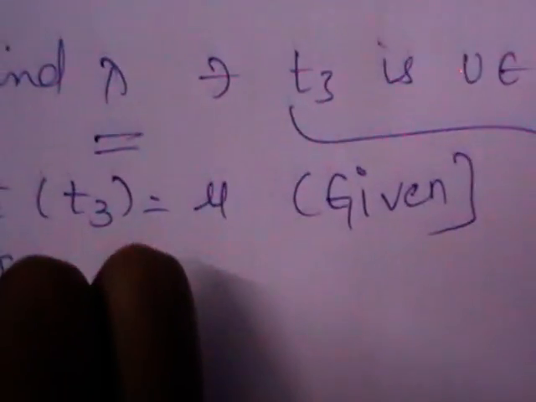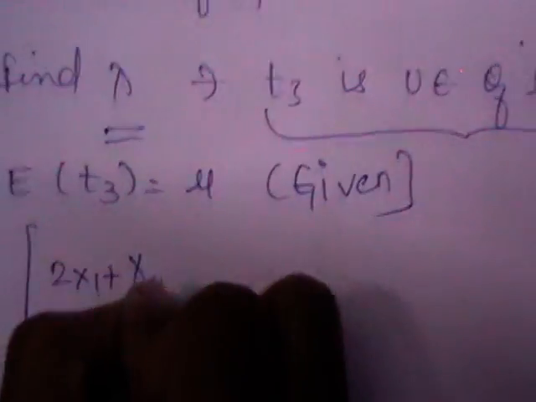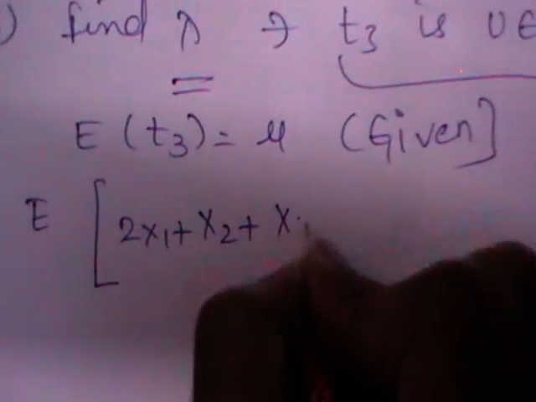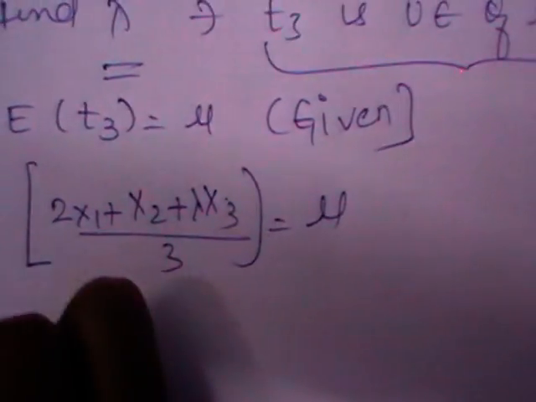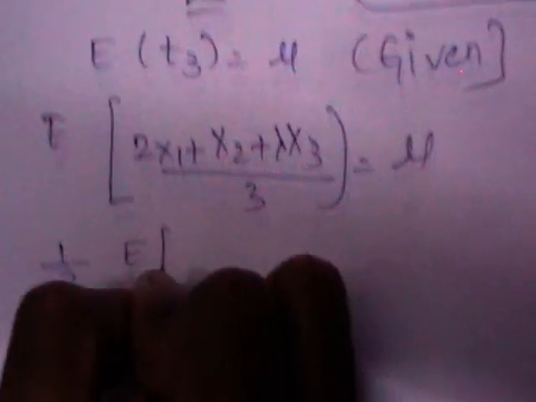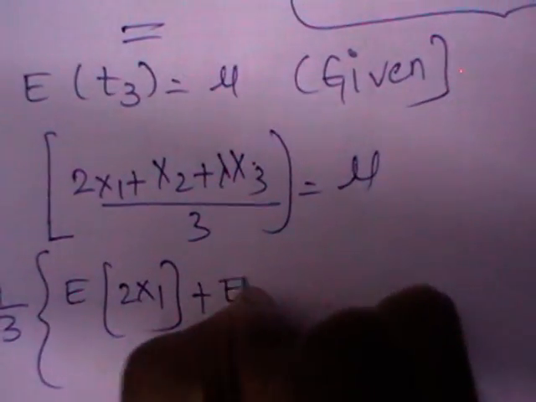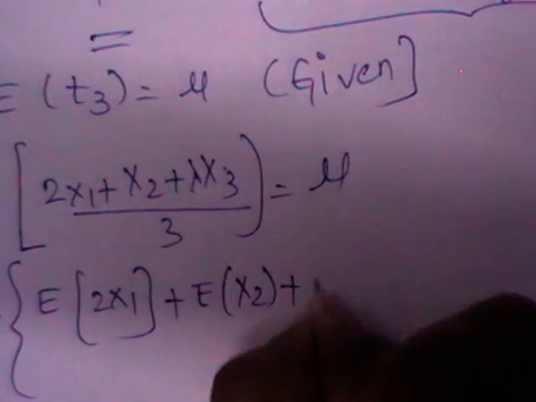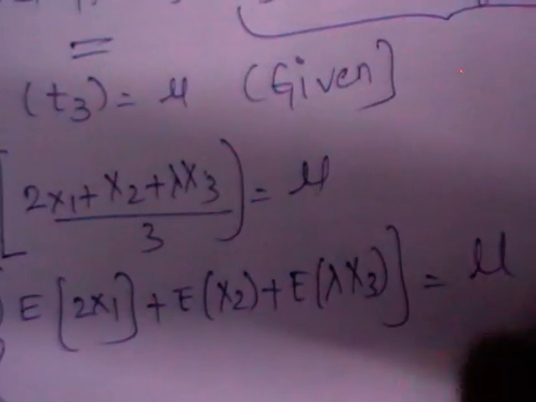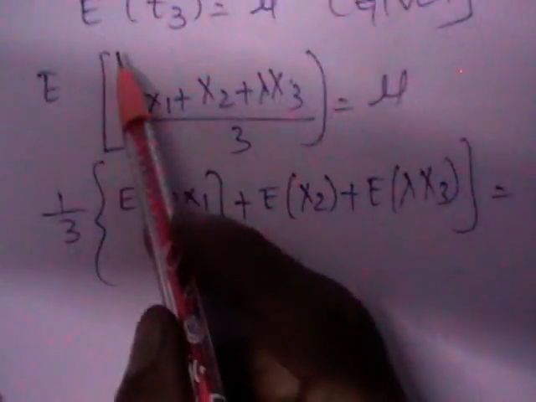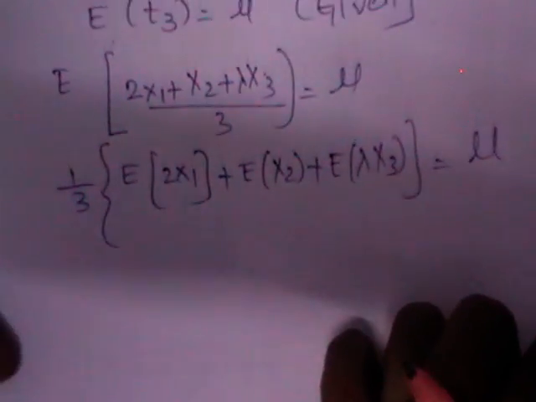What is T3 here? What is the expression for T3? 2x1 plus x2 plus lambda x3 by 3 is equal to mu. 1 by 3 can be taken out. 2x1 plus E of x2 plus E of lambda x3. To find out lambda, it is given it's an unbiased estimator. So by making the condition that E of T3 is equal to mu, I am going to find out lambda.